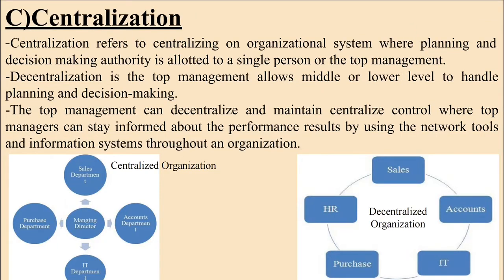So I will present the third element, which is centralization. Centralization refers to a system where planning and decision making is allocated to a single person or the top management. On the other hand, decentralization is where top management allows middle or lower levels to handle planning and decision making. Top management can stay informed about performance results by using network tools and information throughout the organization. From these two pictures, we can say that the centralized organization is controlled by the managing director. In the decentralized organization, all the departments carry out their own planning and decision making.